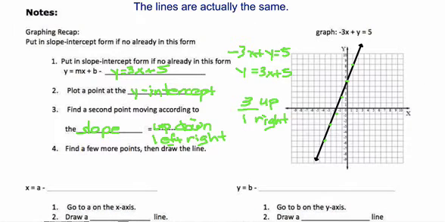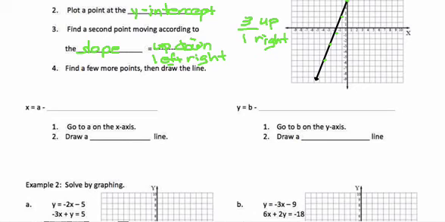Okay, now let's come down here. And we have a couple of special situations here. This is saying x equals a number, or y equals a number. So recall that if it doesn't have x and y in the equation, it's either going to be a horizontal or vertical line.